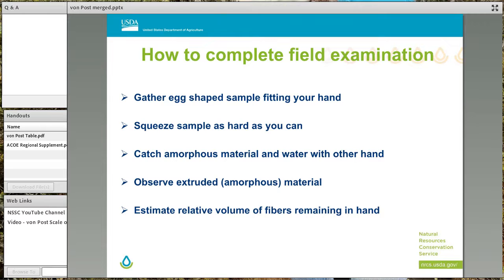Drain off liquid portion and consolidate the amorphous material remaining in that hand. Open both hands and make an estimate of the percent extruded material. In our office simulation here, let's assume that about 10% of the sample was extruded between the fingers and palm of the squeezing hand. Finally, make an estimate of the volume of fibers of the non-extruded sample. For the purposes moving forward, we will assume 45% fibers.